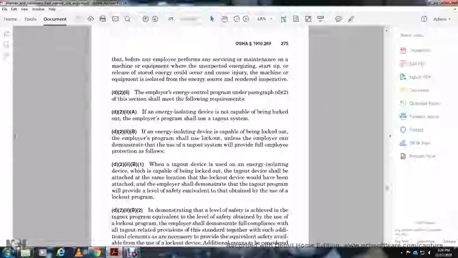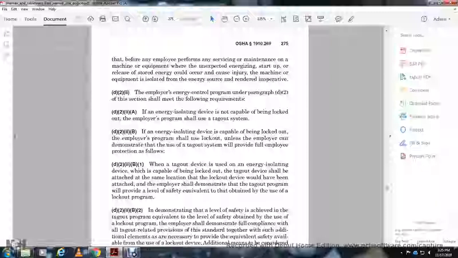The employer's energy control program under paragraph D2 of the section shall meet the following requirements. If an energy isolating device is not capable of being locked out, the employer's program shall use a tagout system. If an energy isolating device is capable of being locked out, the employer's program shall use lockout, unless the employer can demonstrate that the use of a tagout system will provide full employee protection.